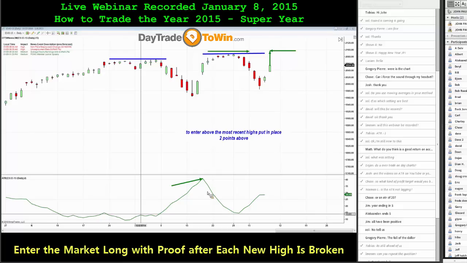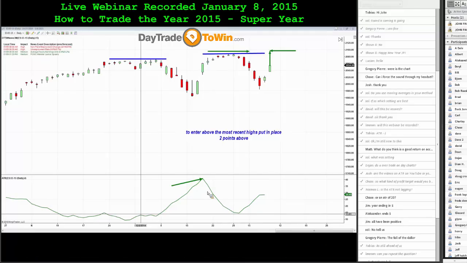You could consider it a turtle breakout, similar to that but a little bit different, because I'm going to add something to it. The turtles don't do it this way. Before you just decide to go long on every high, you're going to make sure that there's a confirmed pullback or retracement.